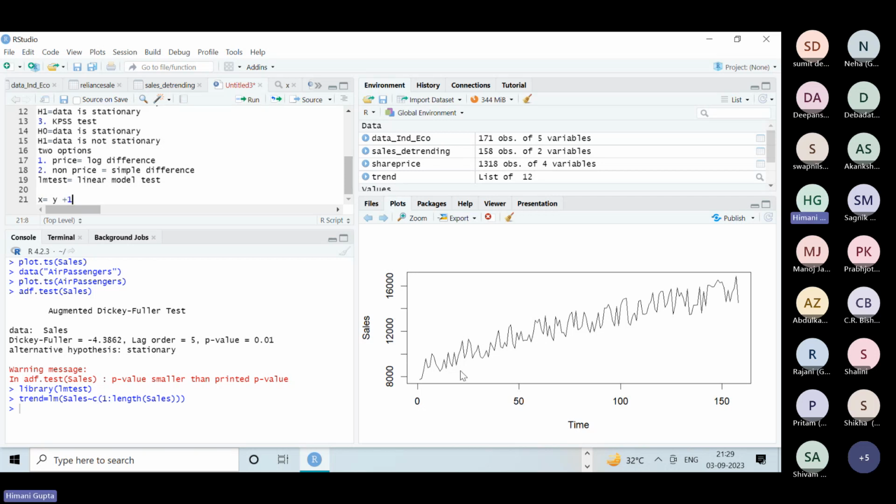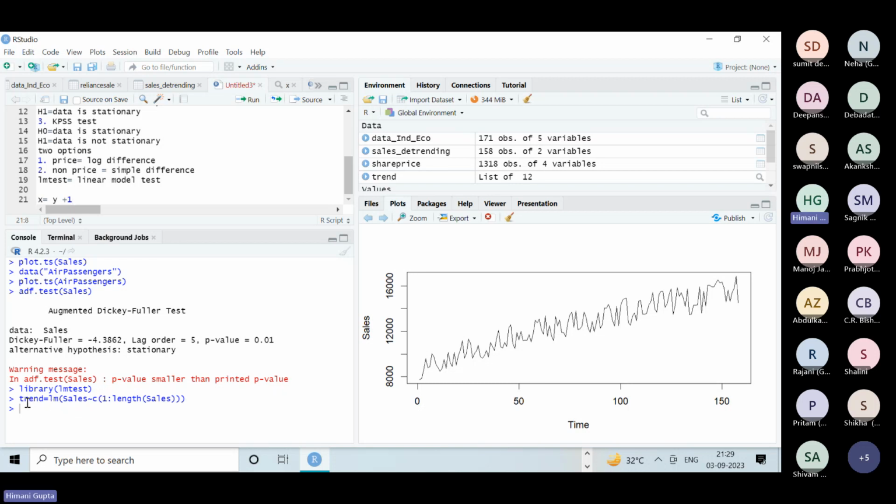The trend is increasing. Let's say the value is 10. Every year, the value is increased by 2. First year it is 10, next year it is 12, then 14, then 16. So a trend is there, and I have to calculate that trend. For that, I am using the linear model function.